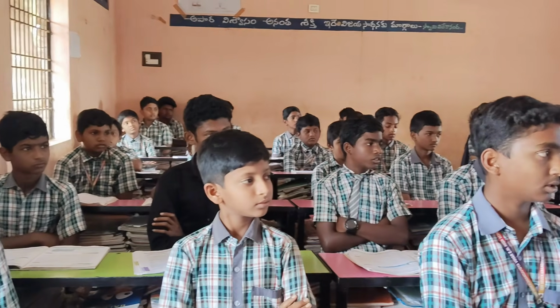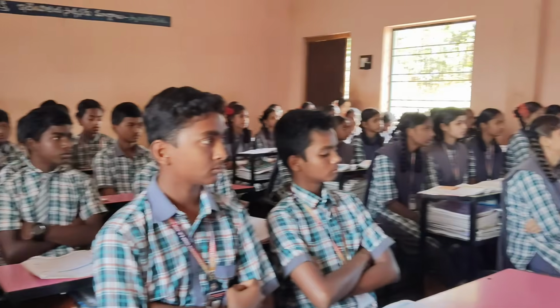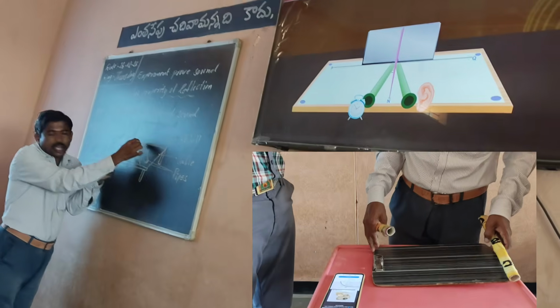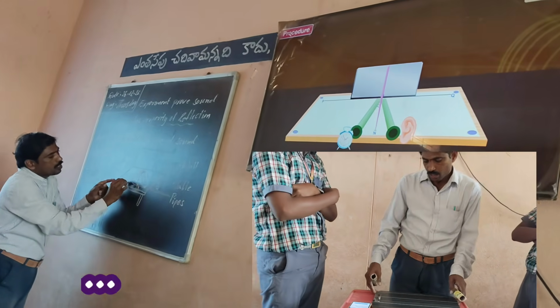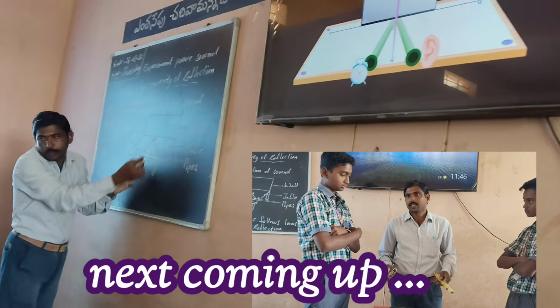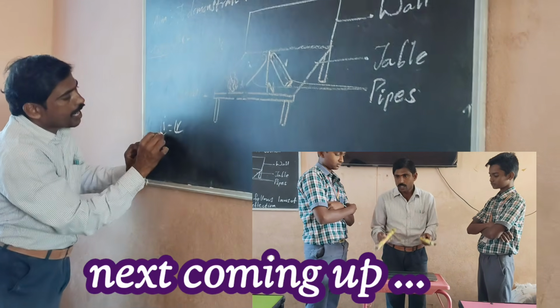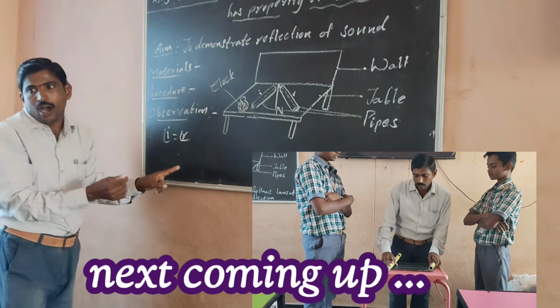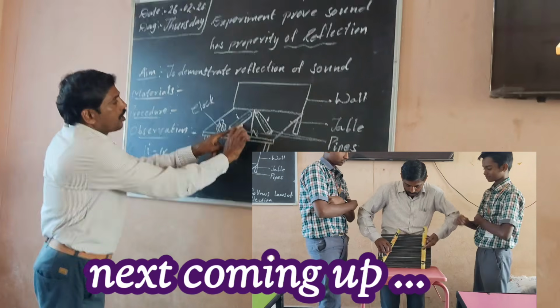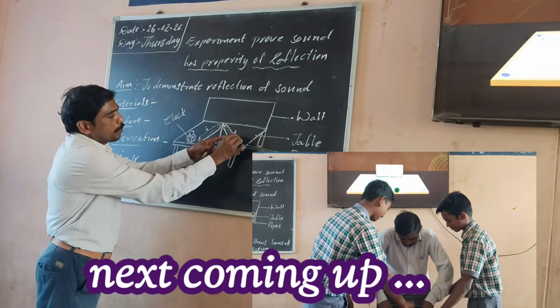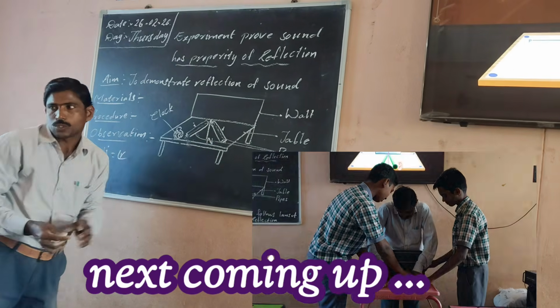Understood? Observation. When we lift the right pipe vertically some height, we can hear the sound of the clock. Angle of incidence and angle of reflection are both equal, so we can write angle i is equal to angle r. The incident ray we can represent with small i, and the reflected ray with small r.